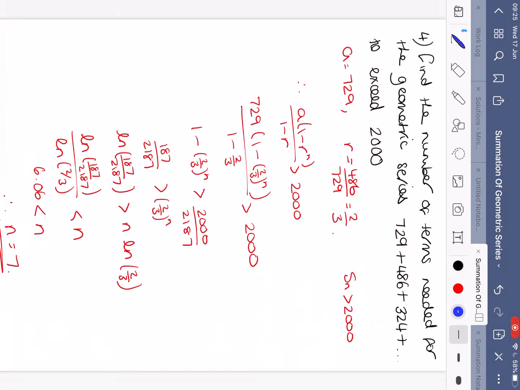And the last one, so we want our sum to exceed 2,000. We know our common ratio is 2/3, okay? And so we go through again. Remember, the natural logarithm of 2/3 is going to be a negative number, so it swaps direction at that point. If you're not sure, just put it in your calculator and check first. Always check what you're dividing by. Is it positive or is it negative? And you should have got n equals 7.